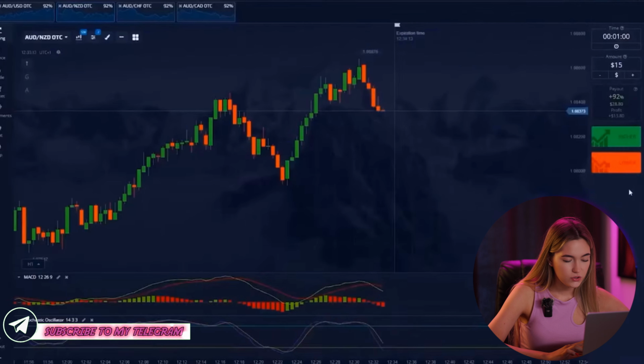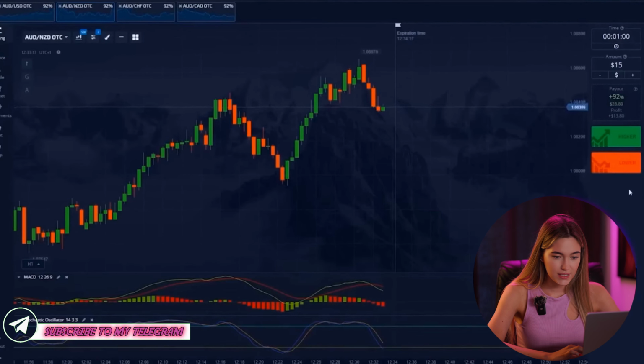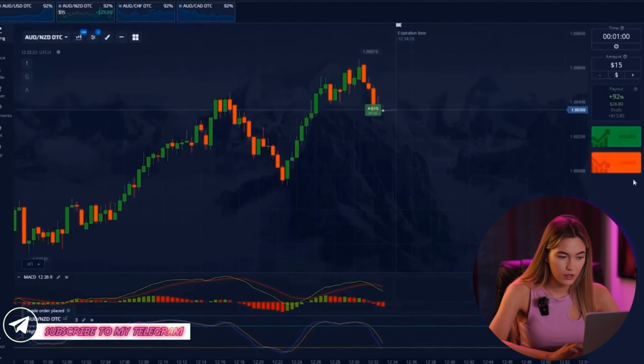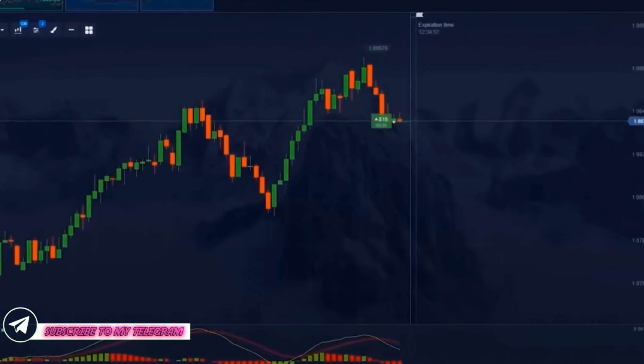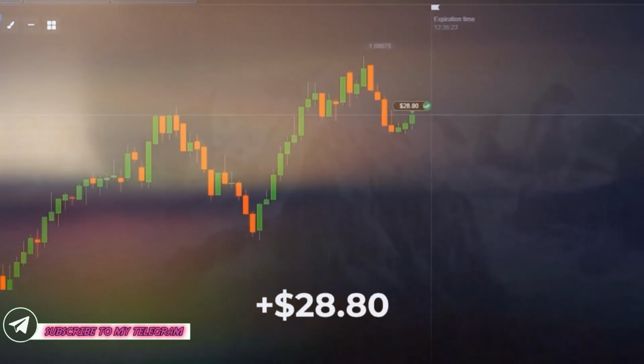Alright, let's move on to the next trade. We are back to the second pair. We understand that the candle will reach the resistance level, so we definitely enter when the candle is several points lower. Going higher. And yes, great, added another $29 in our pocket.